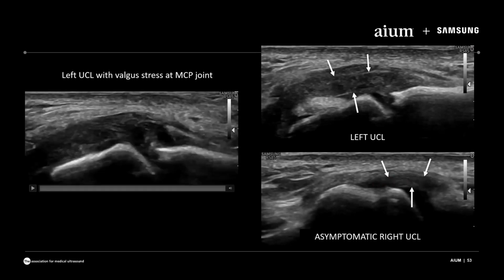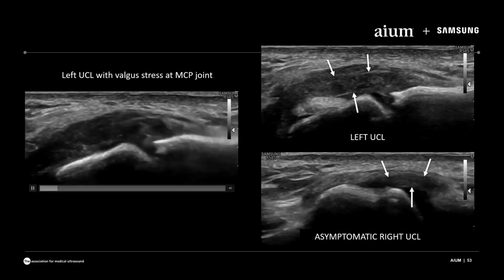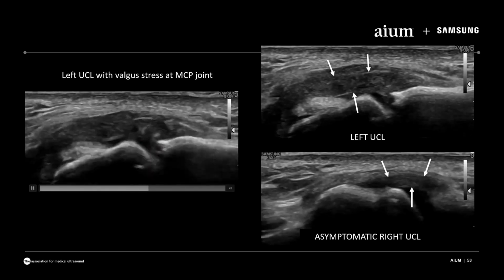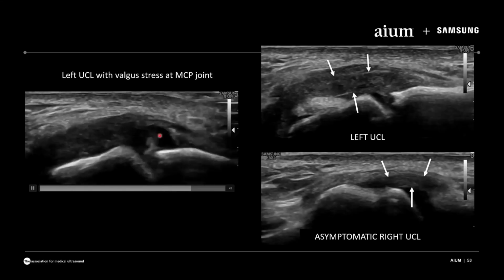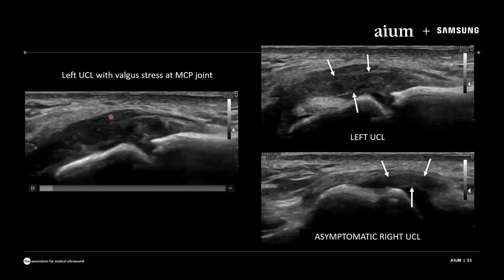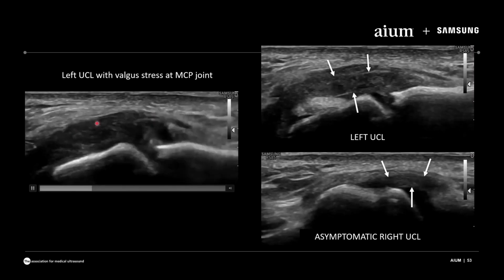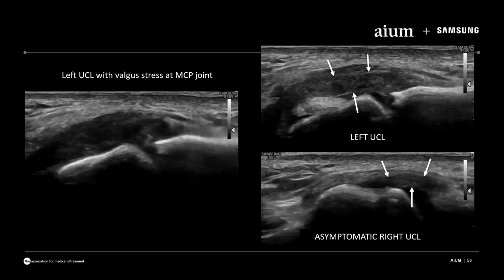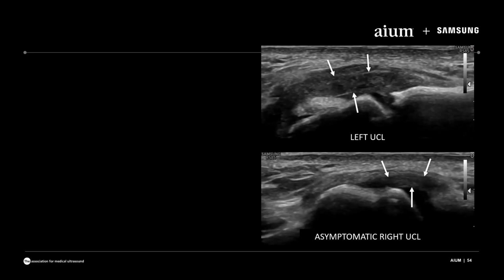And let's do that valgus stress that I had just mentioned on the abnormal side. Notice that there's some fluid that's kind of tracking into this area. You can really see how heterogeneous the tendon looks. Even the overlying adductor aponeurosis looks a little thick and hypoechoic. And so this is a patient with a partial thickness sprain of that tendon. I'm sorry, of that ligament.